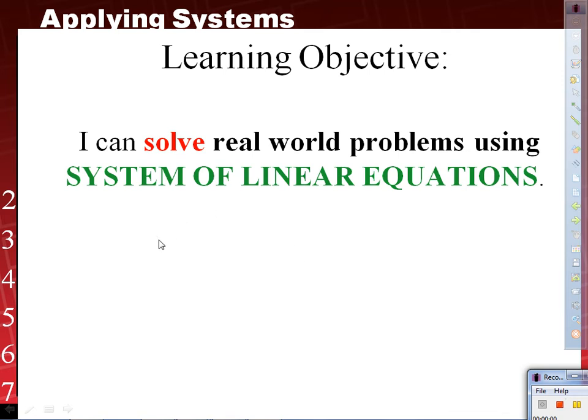Our objective for today: I can solve real world problems using system of linear equations. Read together, 1, 2, 3. I can solve real world problems using system of linear equations.